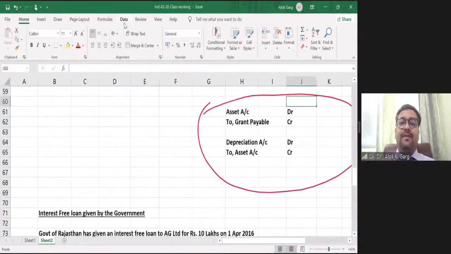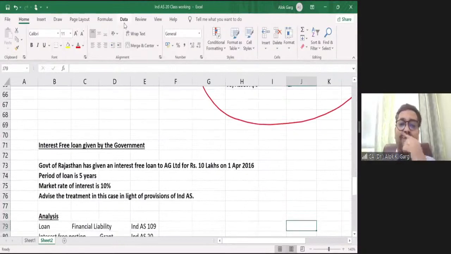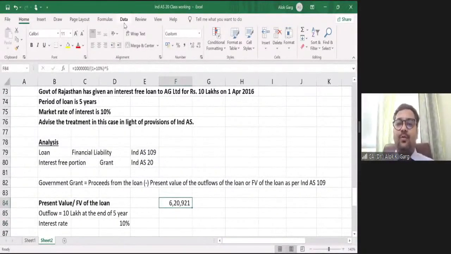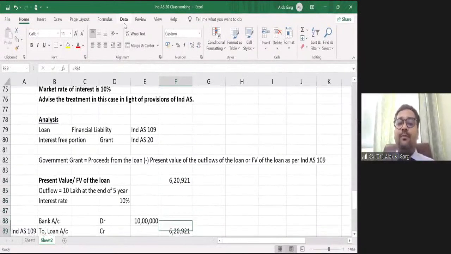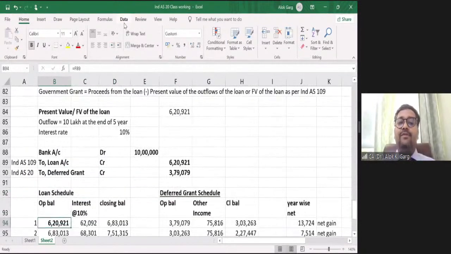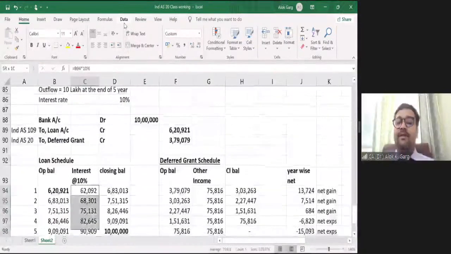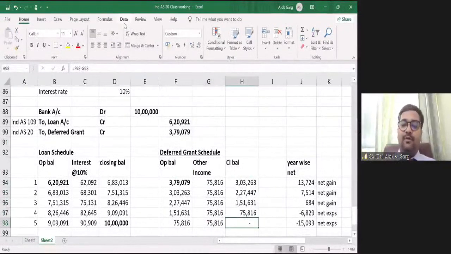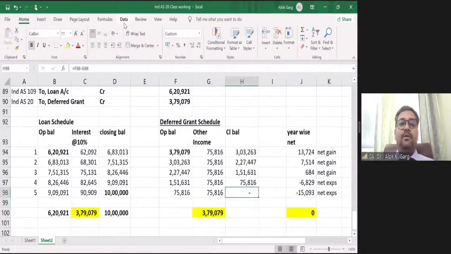So this is how we have done the interest-free loan accounting. First we calculated the fair value of the loan as per Ind AS 109. The fair value comes out at 629.21. Then we reduced it from the proceeds, and the difference has come out as a government grant. Then we charged interest on the present value of the loan, so that it will become 10 lakh. And we amortized this 379,079 government grant on a systematic, consistent, straight-line basis, so that this will become 0. So this is the year-wise net impact.